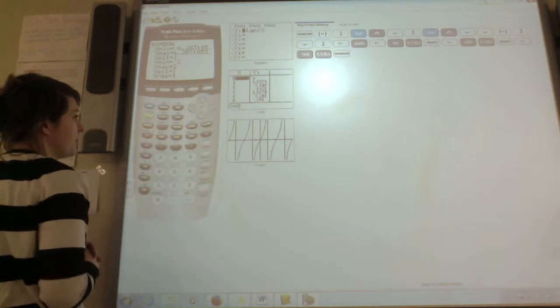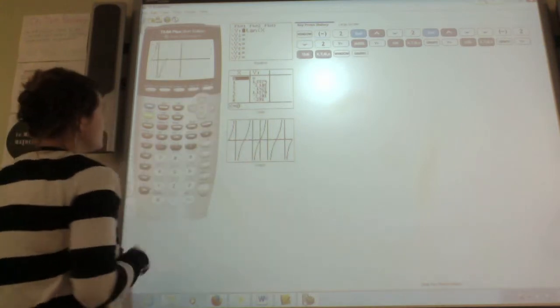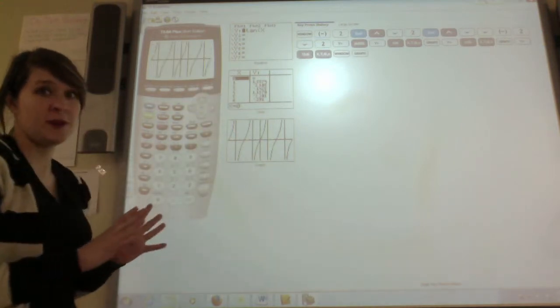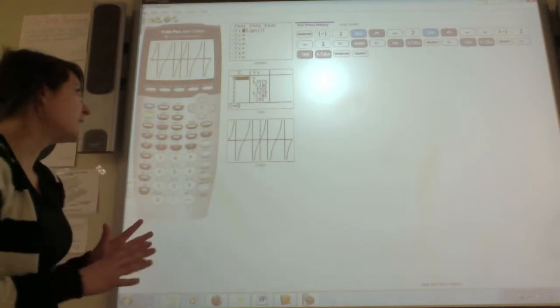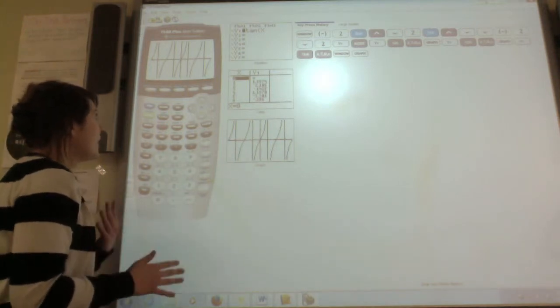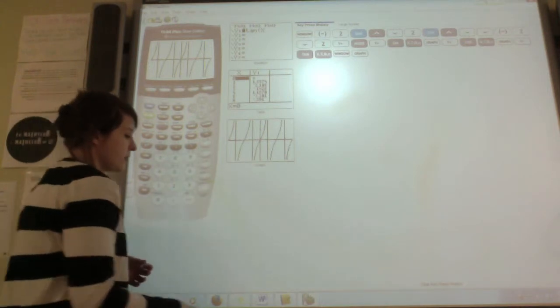Actually, I'm not going to change my window. I'm just going to hold it up. So this is what my graph looks like. And you're probably like, whoa, that looks crazy. It's really not quite that bad. And I'll just go through and explain it a little bit.